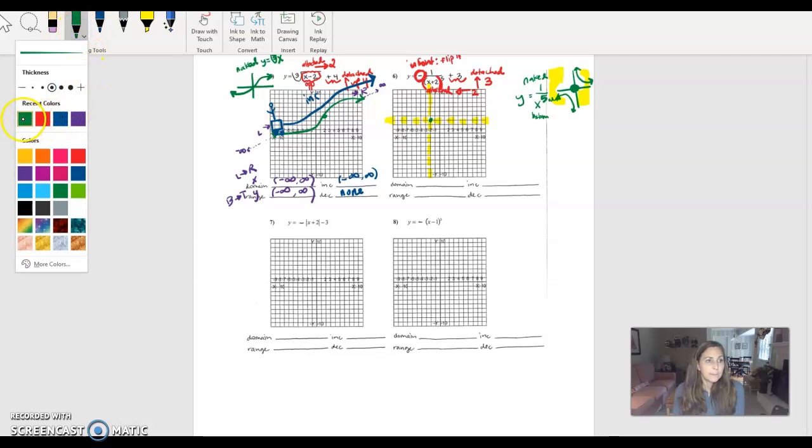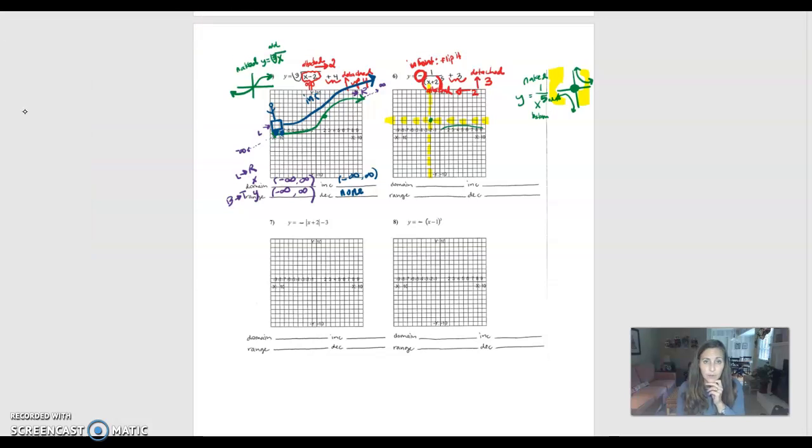Let's go back to green. Okay, so I got a lot to think about here. This is my point of symmetry, and I need to flip this down, but I can't cross the yellow lines. So quadrant 1 is going to flip down and actually be predominantly in quadrant 4. And then this 3 is going to flip up and be predominantly in quadrant 2. Now remember, these need to be curves. You cannot make these 90 degrees. That is wrong. So there is my new graph.